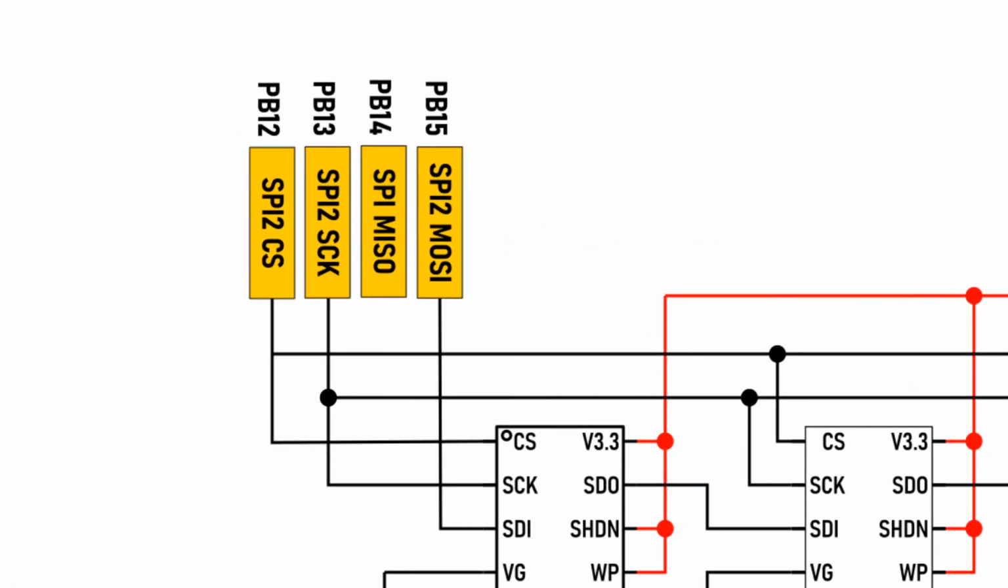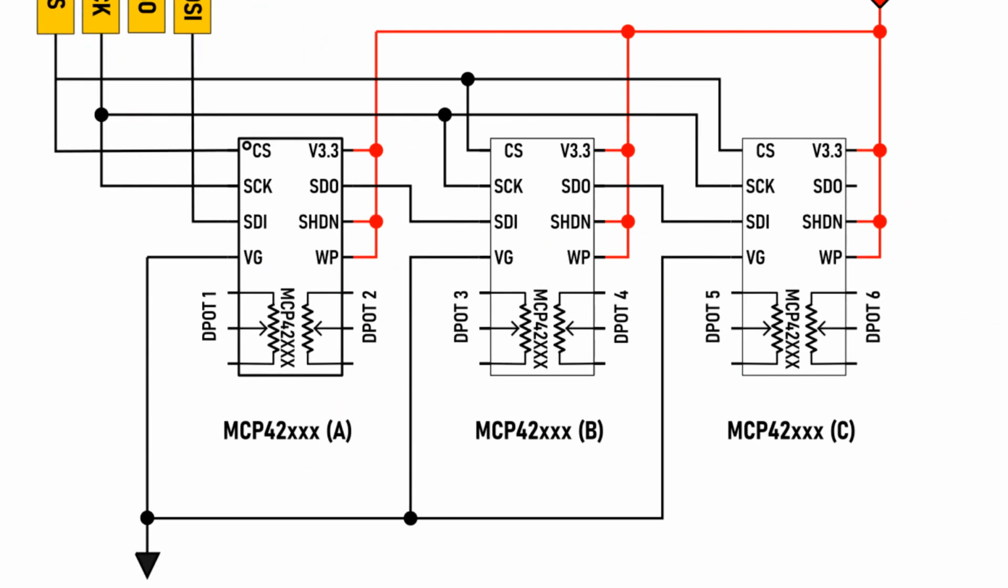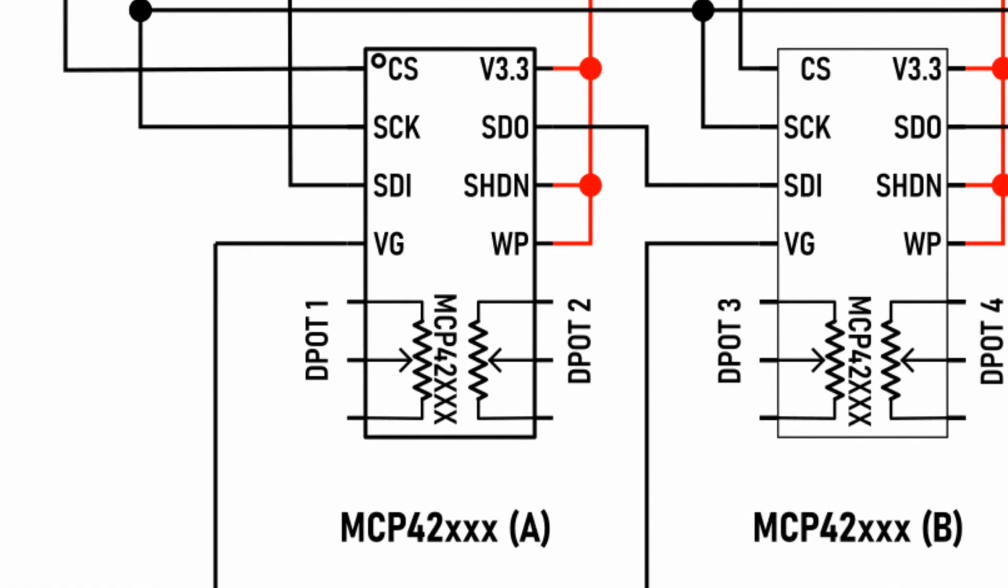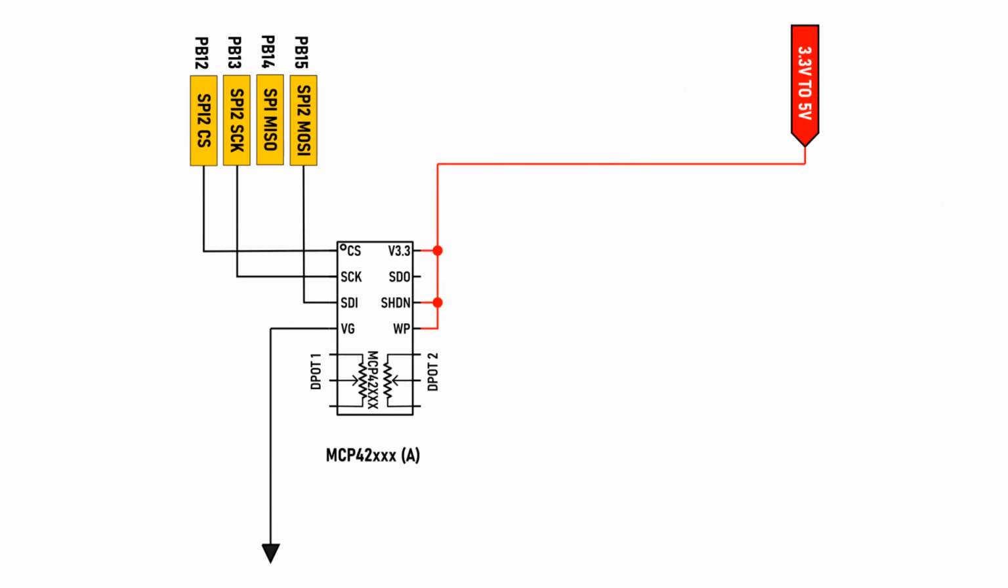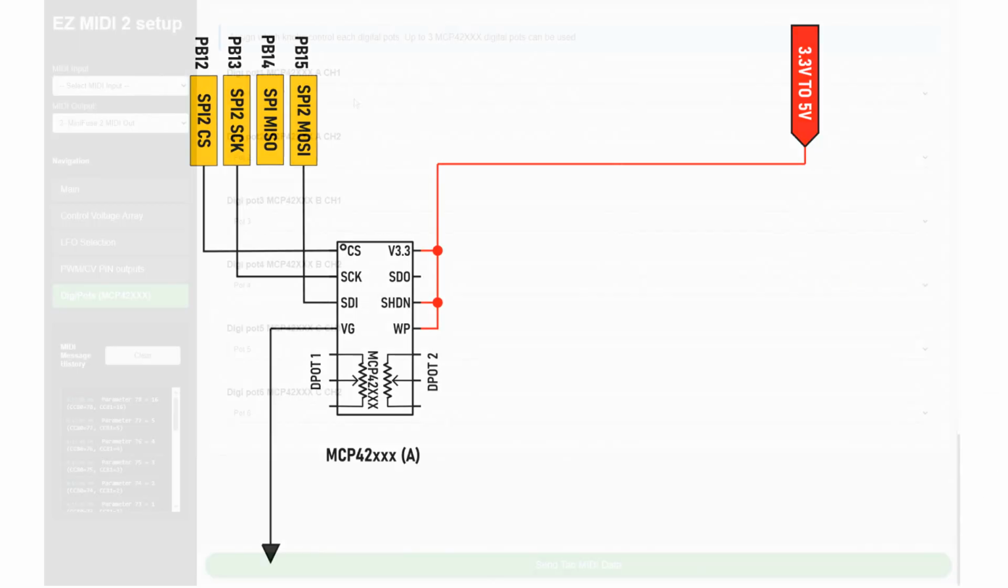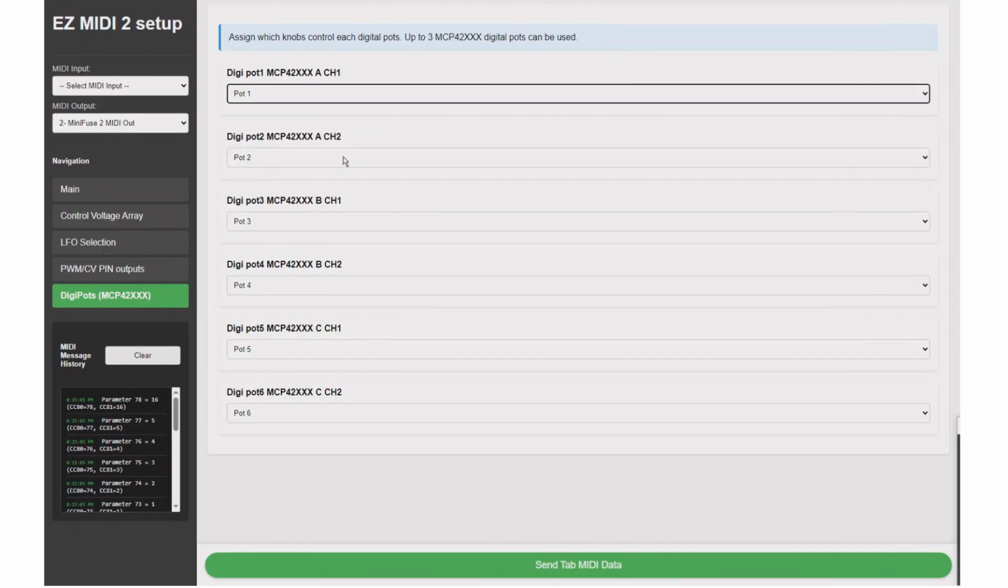So what does that mean to you? EZ MIDI supports up to 3 dual digital pots for a total of 6 controls. The first IC connected will always be digital pots 1 and 2. We only need 1 digital pot, so if you are following this tutorial, you'll want to assign digital pot 1 or 2. Whatever digital pots aren't used can be omitted from your schematic. Once you're done, click Send Tab MIDI Data.